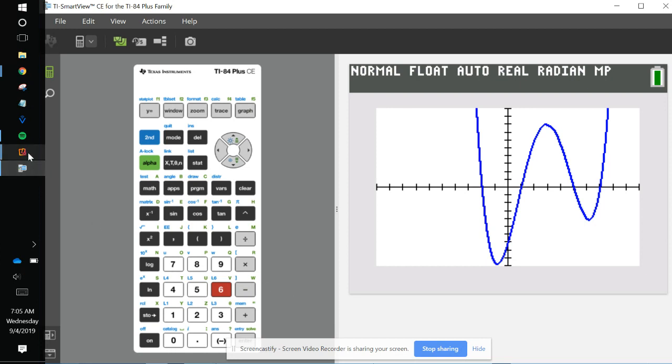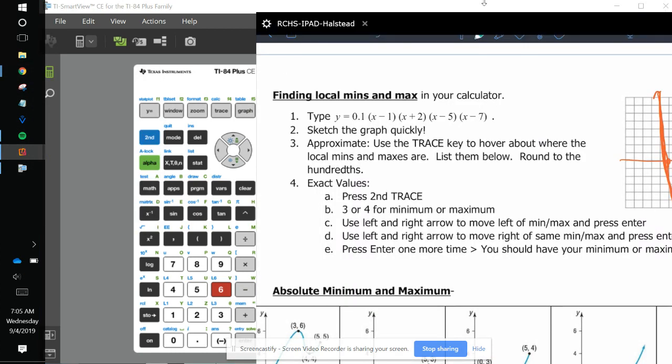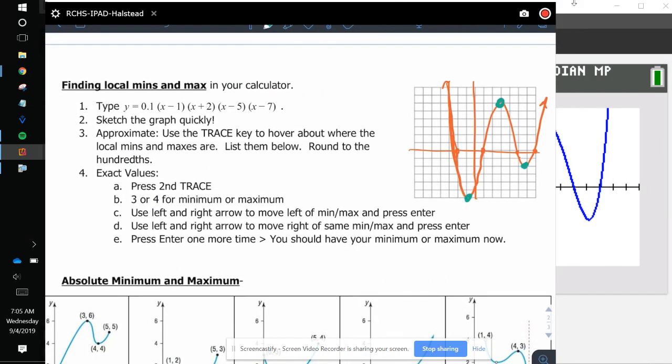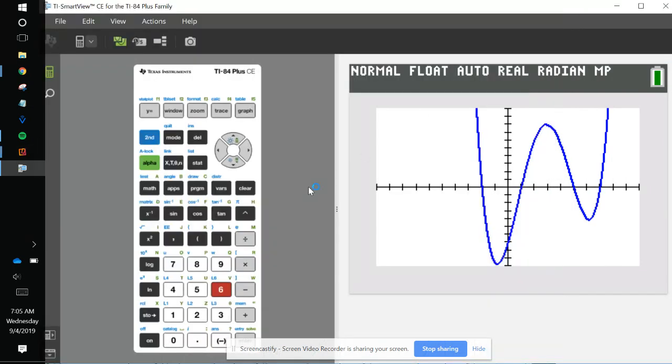Oops, sorry. I went back and I sketched in the function here. Okay. So now what I'm going to do is use the calculator to find the exact local min and the exact local max. I'm going to go ahead and just press trace right now and scroll over to where my local min, or I think my local min is. But notice that the cursor jumps around, so I can't put in like an exact value. So this is an approximation.